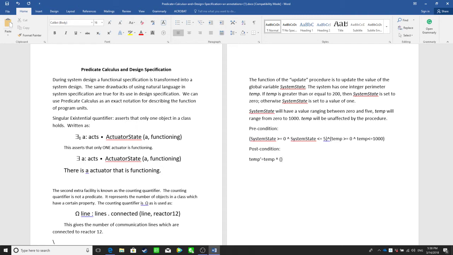What do we have there? Let's see. If the system has one integer parameter temp, if temp is greater than or equal to 200, the system state is set to 0. Otherwise, it is set to a value of 1. If that sounds familiar, we saw the keywords if, then, right?